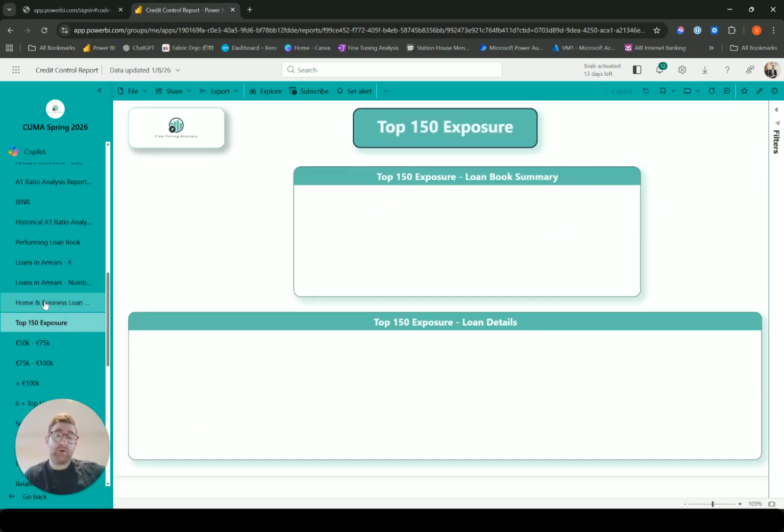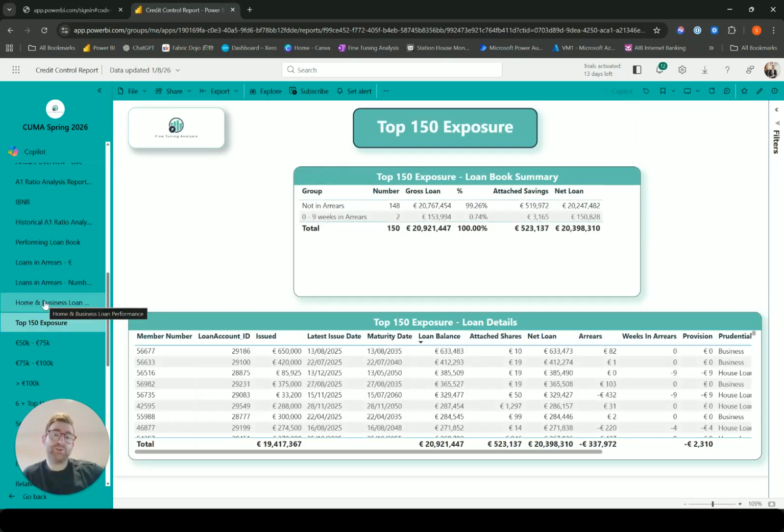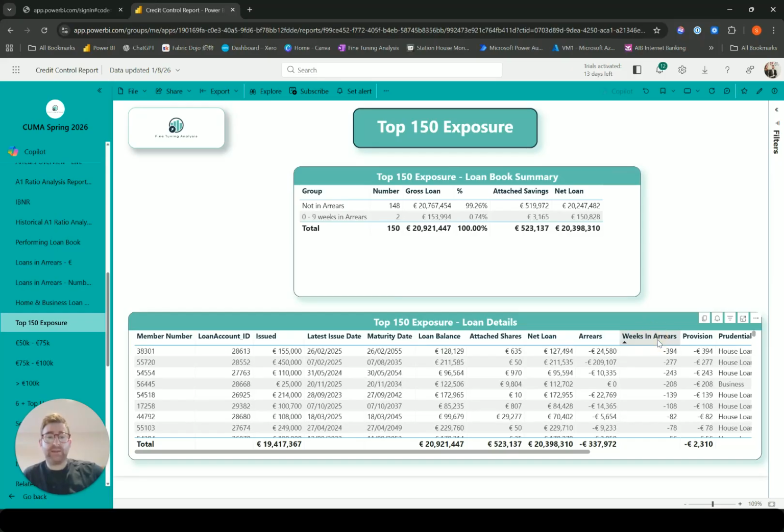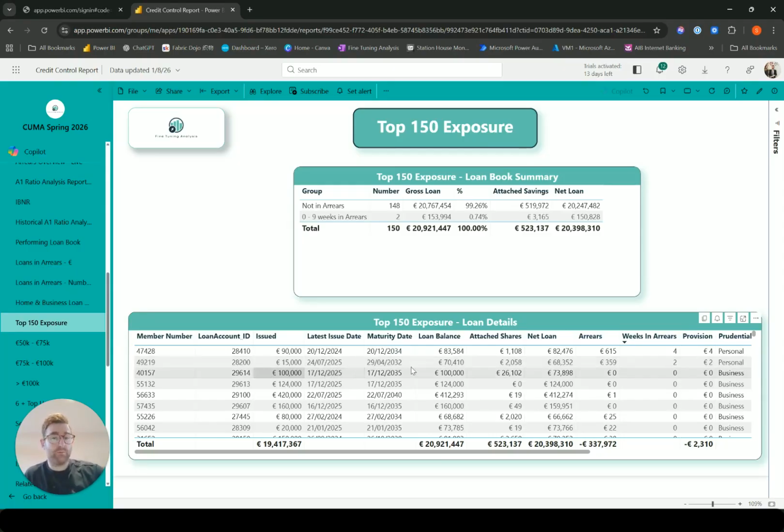We can then see the top 150 loans in terms of exposure. So how many of those? We're categorizing this based off the net loan balance. So 148 of them aren't in arrears, which is absolutely fantastic, with over 99%, and only 2 of them are, and they're only in 0 to 9 weeks in arrears. And again, if we wanted to focus on those 2 loans, we click on this and we click on it again, and we can then see those 2 loans there. So that might be a focus for this control officer to see how this loan is performing over the next maybe 2 or 3 months.